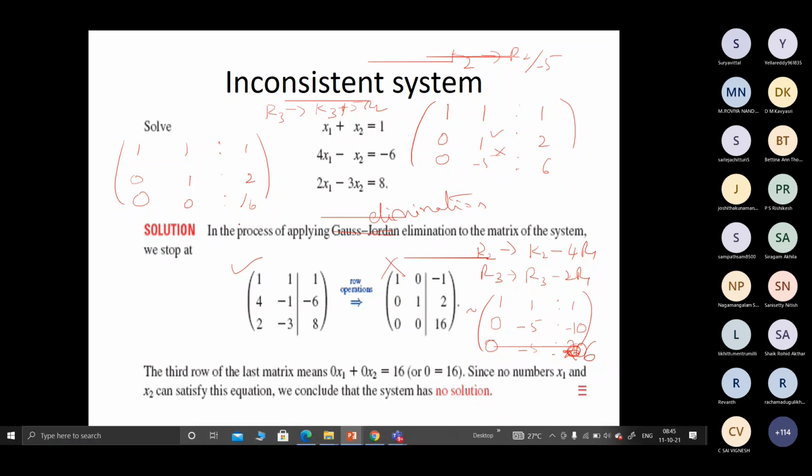Now the question is, what is the solution? I'm not able to see the screen. Can I rejoin? Yeah.